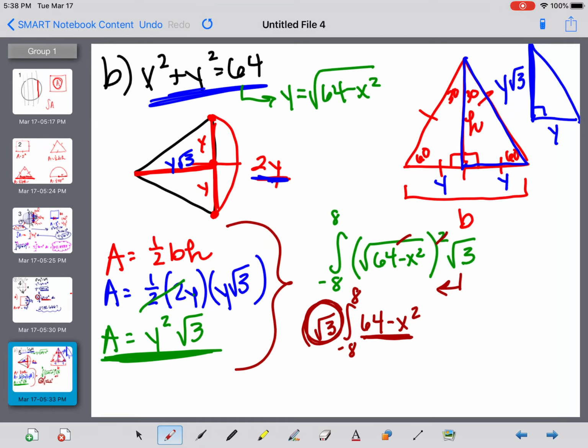So I'm going to plug this into the calculator. Square root of 3 times the integral from -8 to 8 of 64 minus x squared dx. And we get 1,182.4134. And that's our part B. All right, let's try part C.